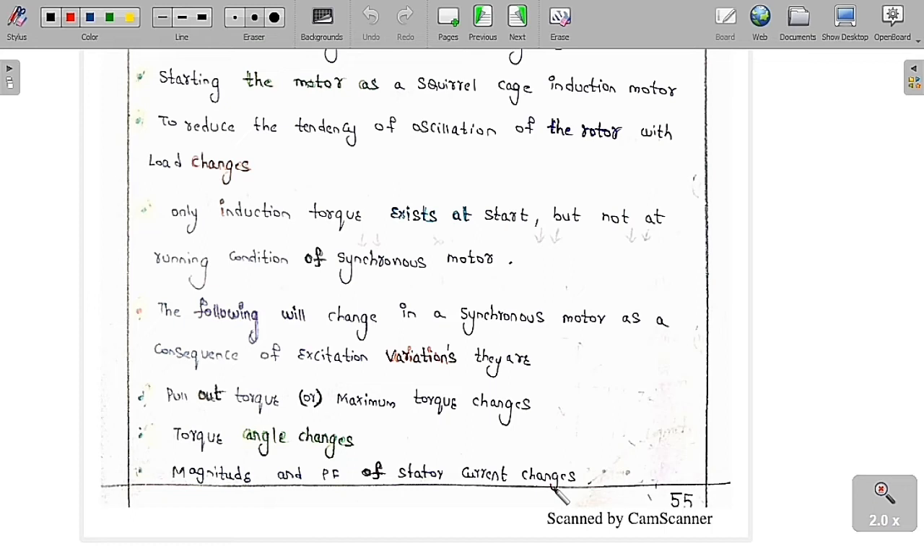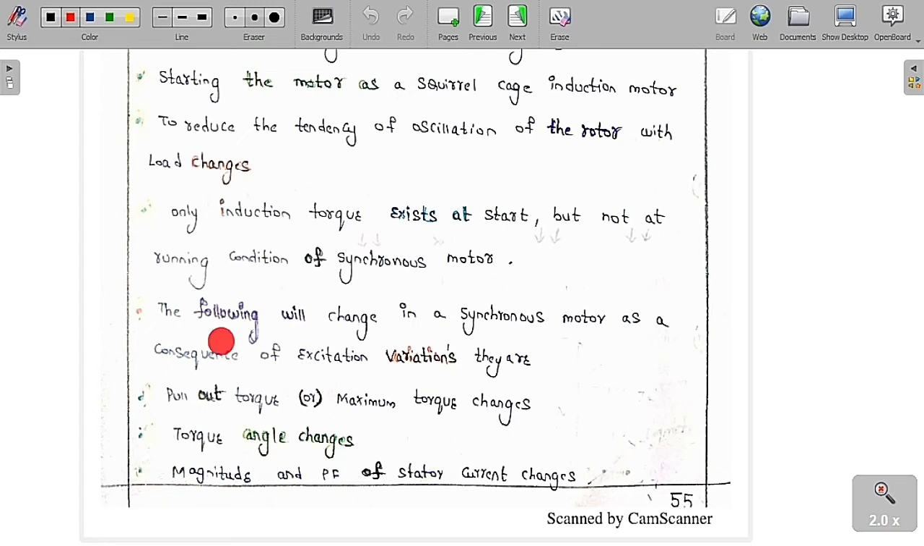The following will change in a synchronous motor as a consequence of the excitation variations. The pull out torque or the maximum torque is going to change, and the torque angle, which means delta, the phase angle between EF and V, is also going to change. Similarly, the magnitude and the power factor of the stator current change. See, what is the stator current? It means the armature current. These are also going to change, and the nature of the power factor is also going to change. All these things I have already told you. See, whether for a synchronous motor or a synchronous generator, the power factor is always stated with respect to V and IA. I have already told you this important point.